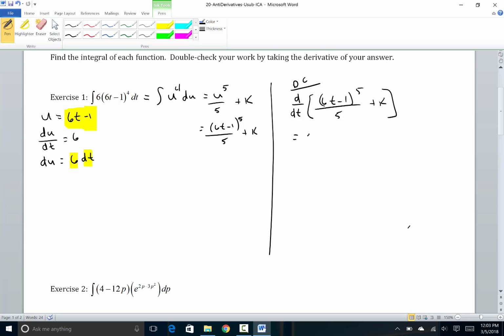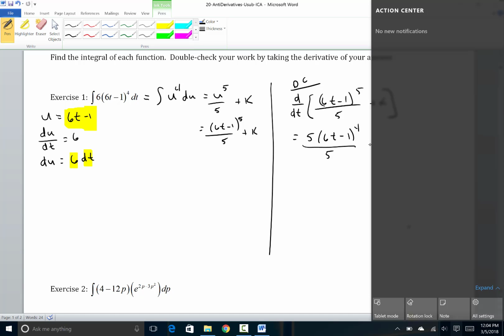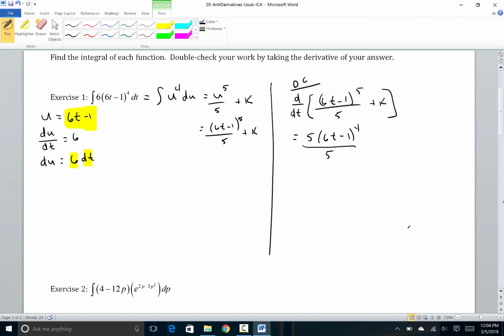So chain rule, power rule, 5 goes in front, inside stays the same, subtract 1, still divided by that 5, derivative of a constant is 0, and derivative of the inside. The 5's cancel out, and we have the original thing we started with. Like that. I highly recommend you do that.